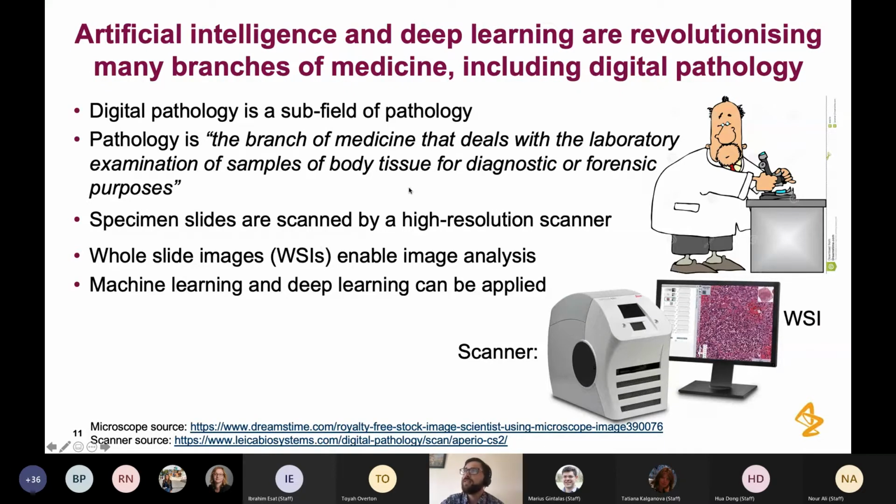And these days, these specimen slides are scanned by a high resolution scanner. So you can see this is how a scanner looks like. So a tiny slide with a very tiny tissue, which used to be examined in a microscope, now can be scanned, and then you have a whole slide image, abbreviated as WSI, which has a huge resolution, like hundreds of thousands of pixels, several gigabytes for just one image. And since it's digitized, there are avenues open for machine learning and deep learning to be applied to these images.